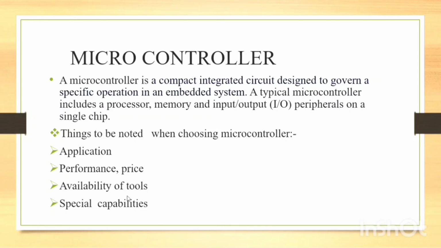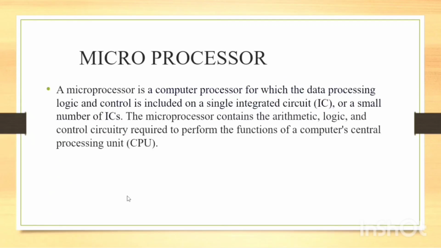What is meant by microprocessor? A microprocessor is a computer processor for which the data processing logic and control is included on a single integrated circuit. Microprocessors and microcontrollers are not the same, but they have some common applications. The microprocessor contains the arithmetic logic and control circuitry required to perform the functions of a computer's central processing unit.